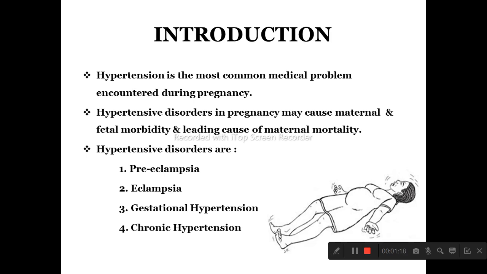these four hypertensive disorders. So what is preeclampsia? If the client, mother, or patient has increased BP of more than 140/90, we call it preeclampsia. If the hypertension is accompanied with seizures, we call it eclampsia. Gestational hypertension is hypertension early in pregnancy. And chronic hypertension is when the mother has hypertension from the pre-pregnant stage that continues, so we call it chronic hypertension.